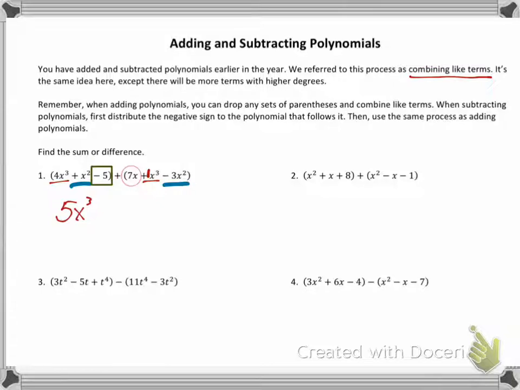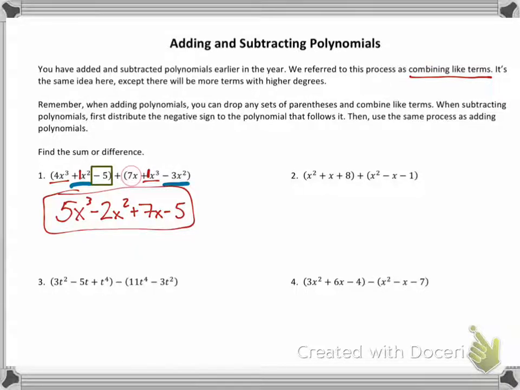Now I'm going to put the squareds together. So I have 1x squared minus 3x squared. That'll make negative 2x squared. The 7x and the negative 5 don't go together, so I simply just pull them down with their appropriate signs, and I'm done.